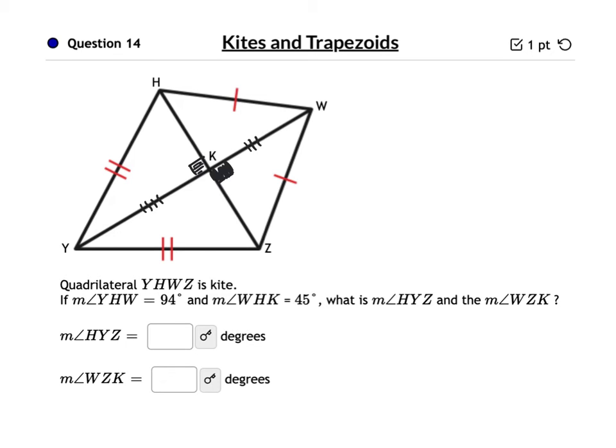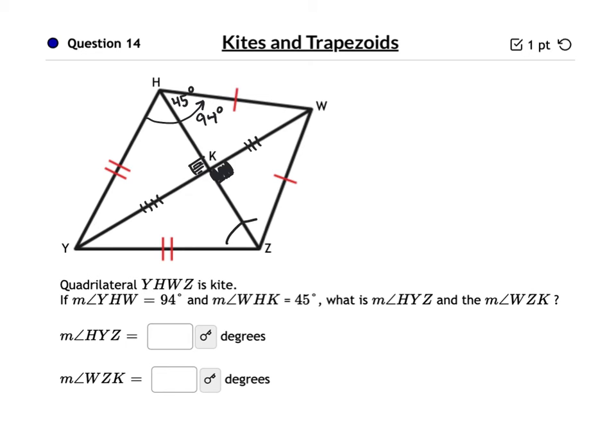Let's put in some numbers. The measure of YHW, this whole angle, is 94 degrees. The measure of WHK is 45 degrees.